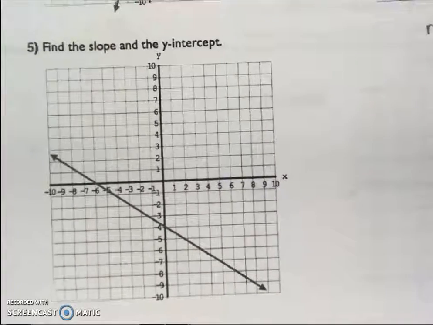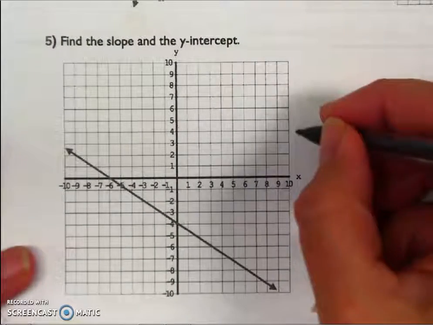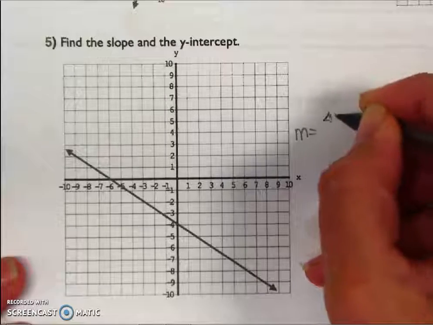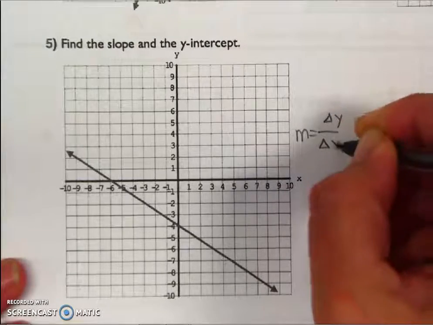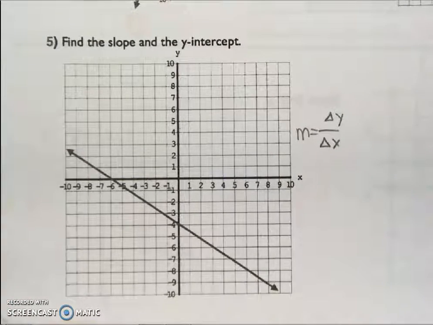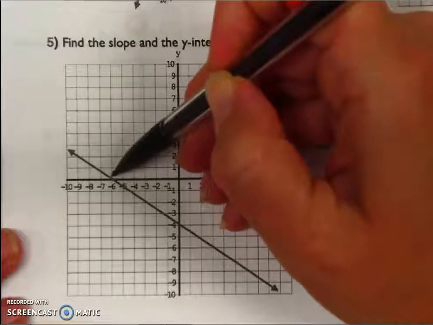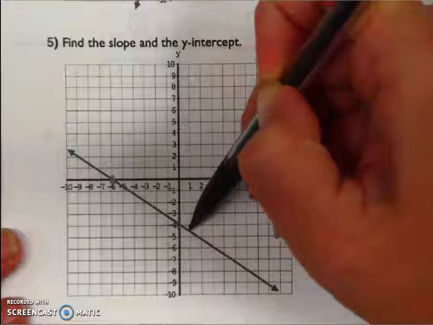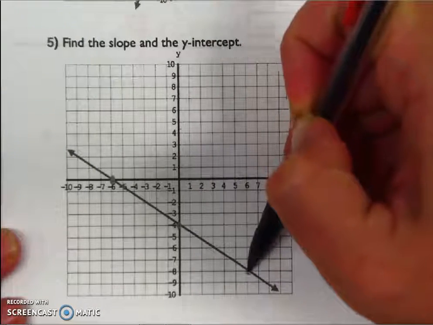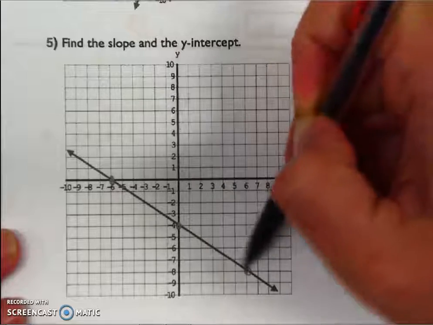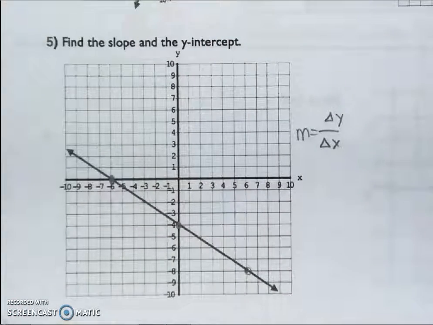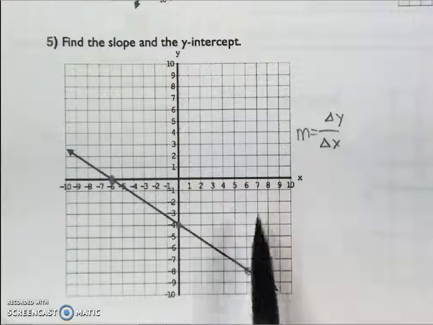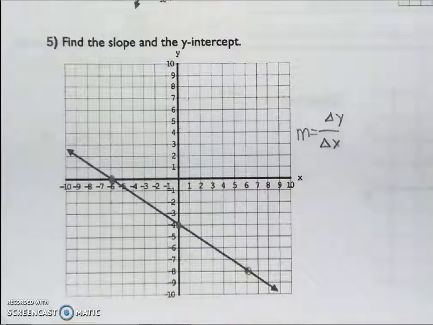Number 5, find the slope and the y-intercept. So remember, the slope is the vertical change over the horizontal change. And we have to find some good points. So let's find some good points. Looks like there's one there. Looks like there's another one there. So there's not a whole lot of good points on this one. So I only count about 3 good points. Remember, for good points, that means it's crossing right at the corner, crossing right at whole numbers for both the x and the y. All right, so now let's count the changes.